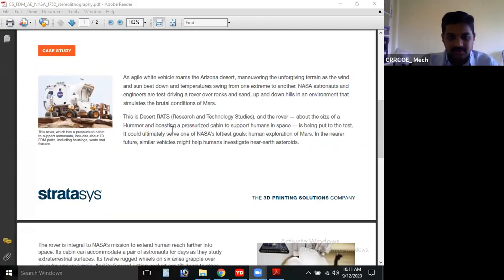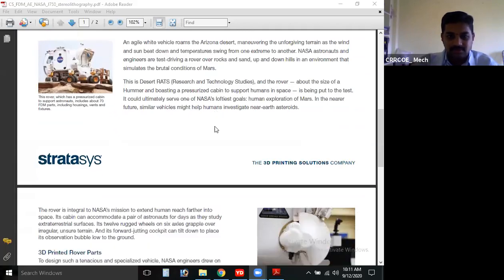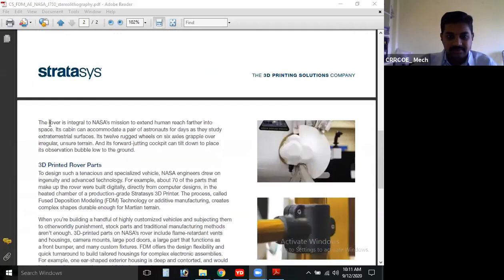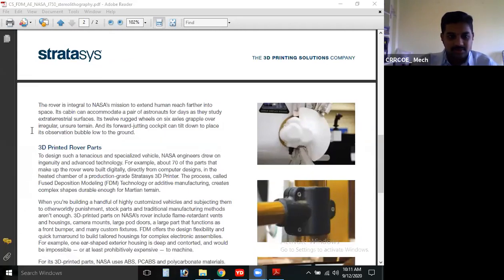About the size of a humvee, boasting a pressurized cabin to support humans in space. So when humans are traveling in space, the design of the pressurized cabin was developed by Stratasys, the 3D printing solutions company. Here they have given detailed information about these particular components.